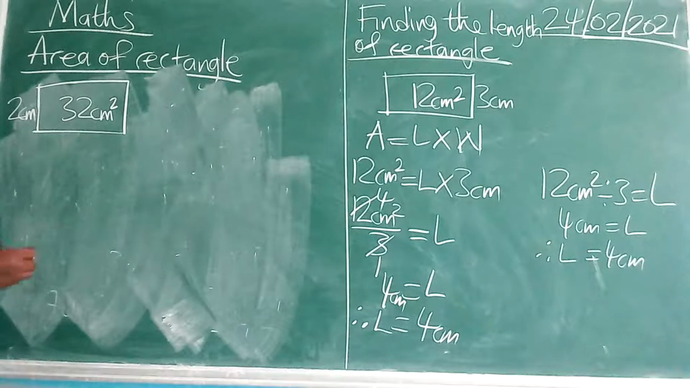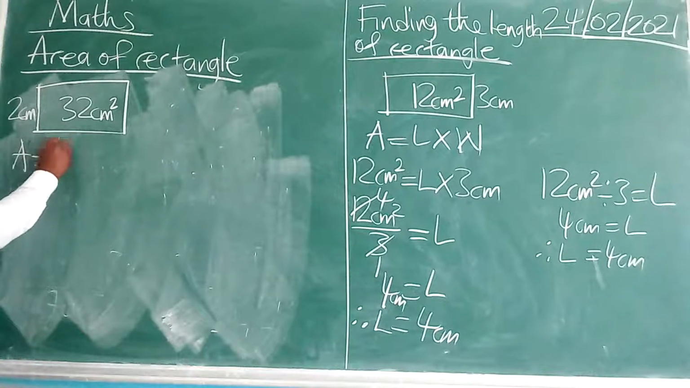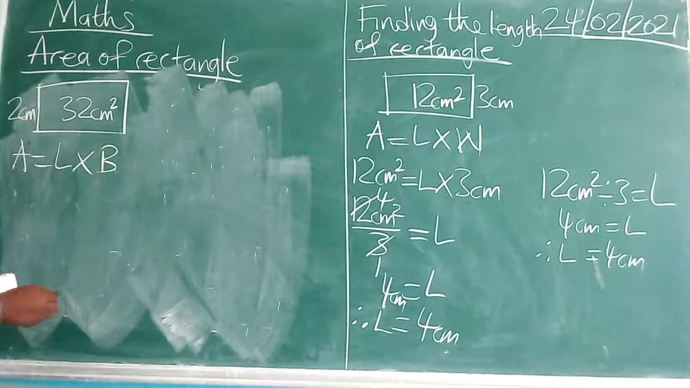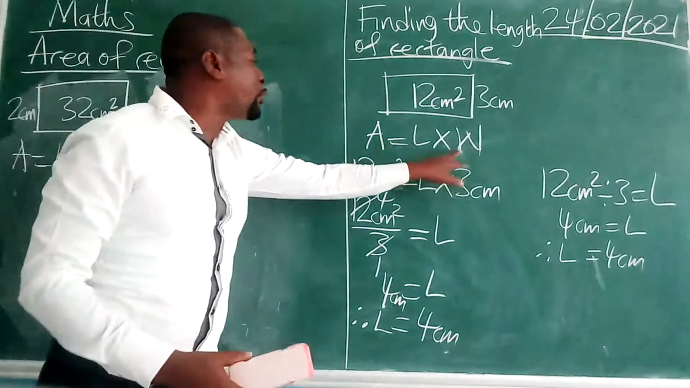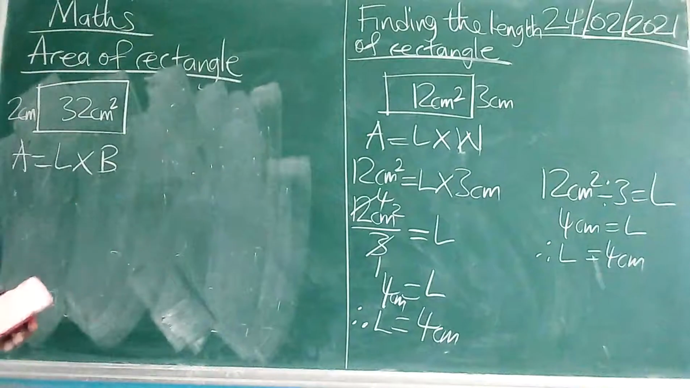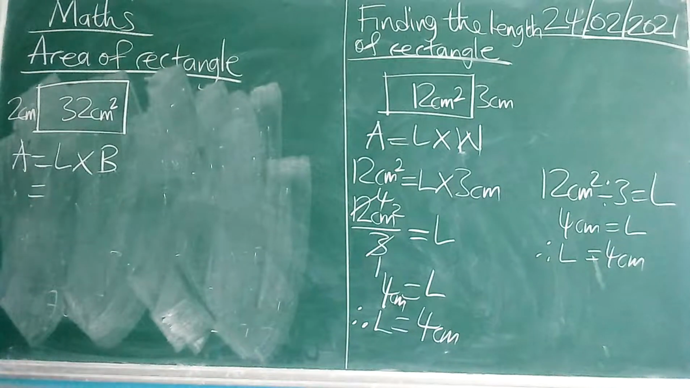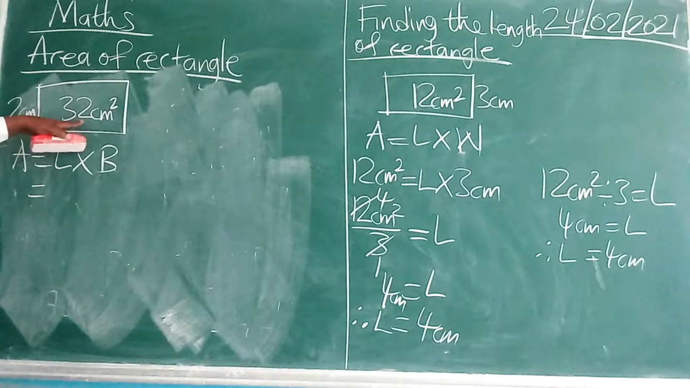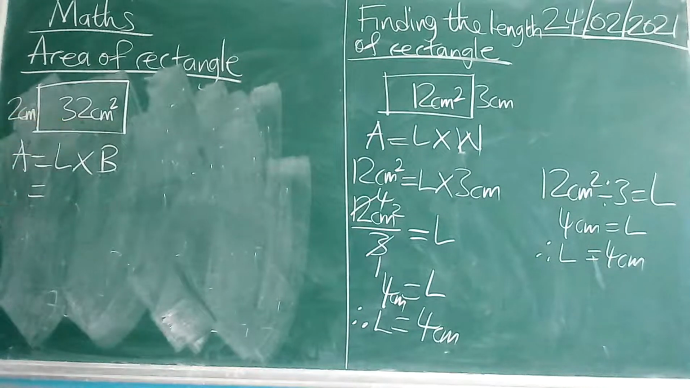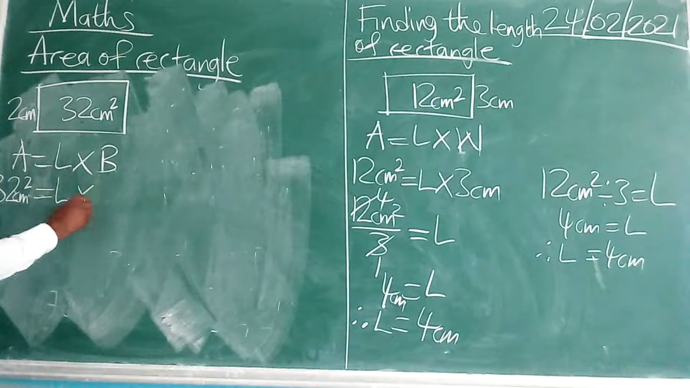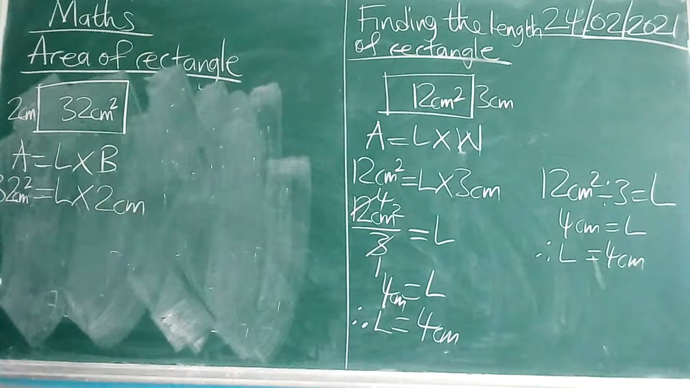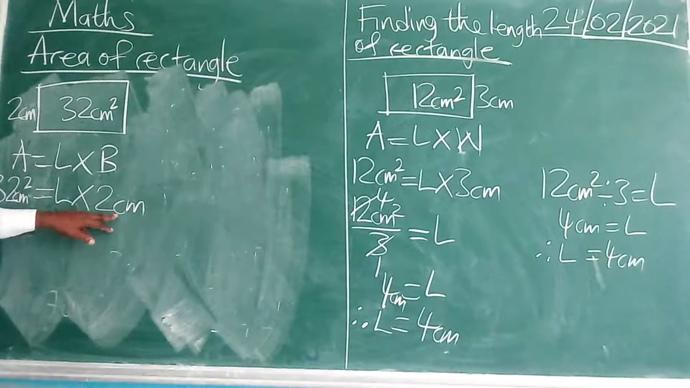Now we are going to write the same formula. A equals length times breadth. I've told you that in this place you can write width or breadth because they are the same. So now you write the area that has been given to you, that's 32 centimeters square. So you write 32 centimeters square equals L times 2 centimeters, because the L has not been given to you. We have only the breadth or the width and then the area.